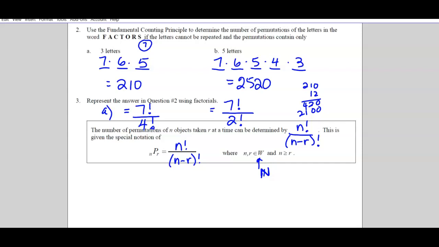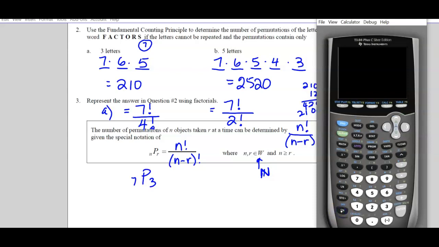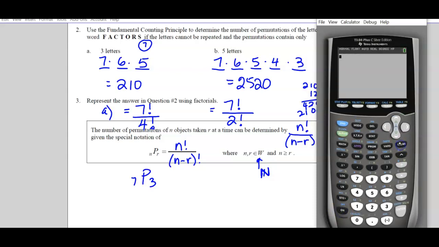Okay, so here, n in the first one is 7. So that's 7 factorial. We're arranging 3 objects. So this would be 7P3 to give us this. Now, in this case, you can do that in your head. You don't need a calculator. But in your calculator, where do you find it? Same place that you find factorial. So you go math, then probability, and it's the second one down, P. Okay?